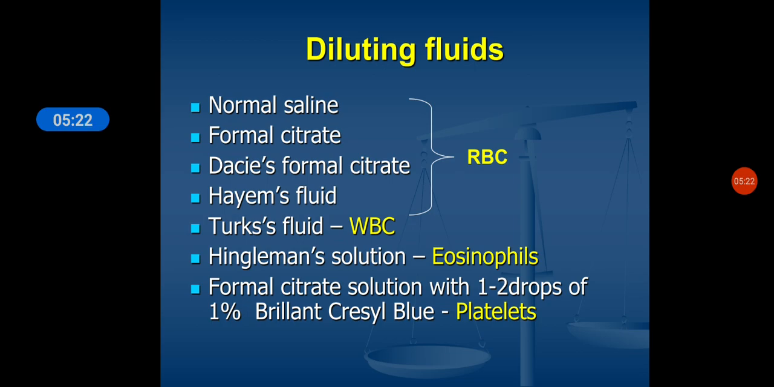Now what are the diluting fluids? For RBCs it is Hayem's fluid, for WBC it is Turk's fluid, and for eosinophils it is Engelmann's solution. Suppose you excel in your viva, the next question is this, to give you an upgradation: what is the solution used for eosinophils? It is Engelmann's solution. And for platelets, along with the citrate solution, you add 1 or 2 drops of brilliant cresyl blue. Clear?